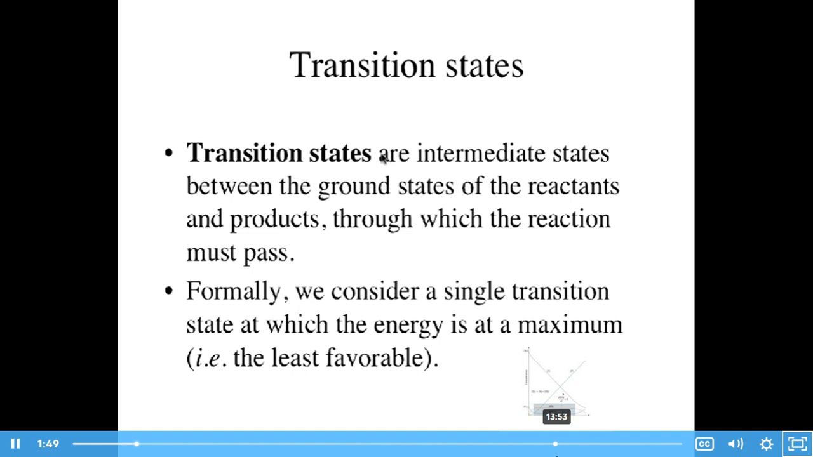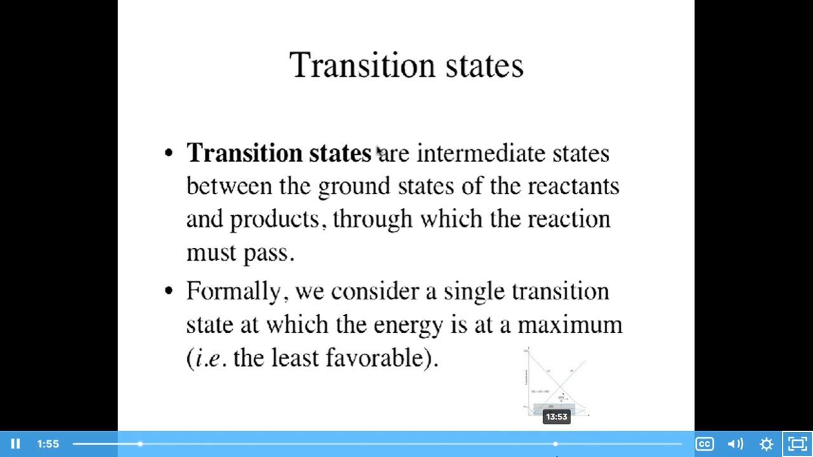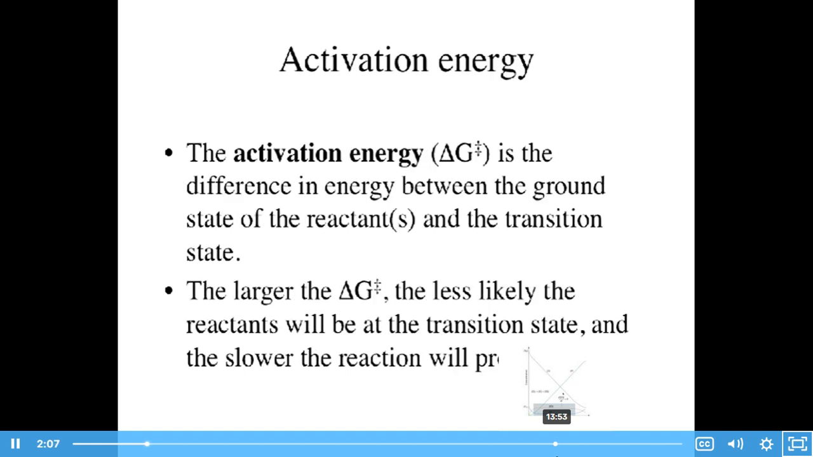So the transition state is essentially, we define that as the highest energy state. That's going to be an intermediate that the reactants have to go through on the way to becoming products. So there are probably several intermediate states, but the transition state is the one where the energy is at a maximum. And so that's going to be the highest barrier. The activation energy, delta G double dagger, is the difference in energy between the ground state of the reactants and the transition state, at least for the forward reaction.